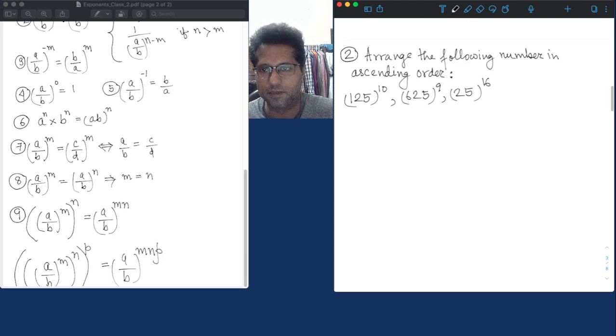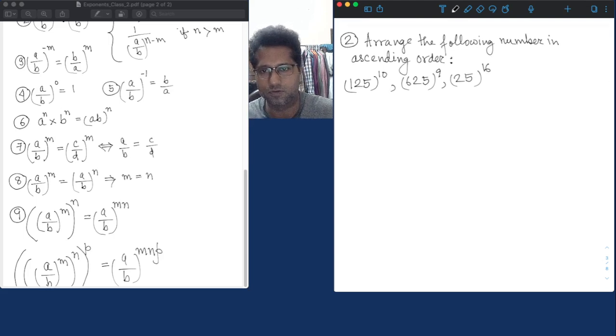Arrange the following numbers in ascending order. Okay, so we are given some numbers in exponential form and we have to arrange them in ascending order. Now to compare two numbers in exponential form, it would be easy for us if we have either the base the same or the power the same. Now we can see that the bases are different and also the powers are different, but we can definitely see that all the bases, that is 125, 625 and 25, can be expressed as a power of 25.